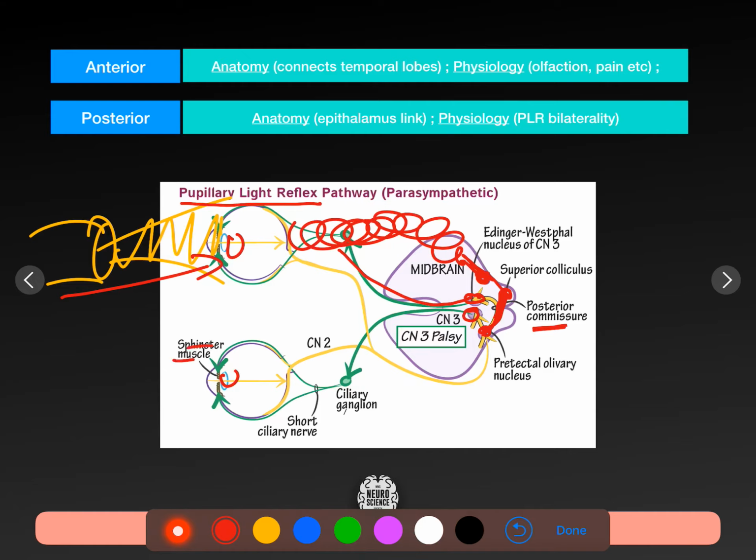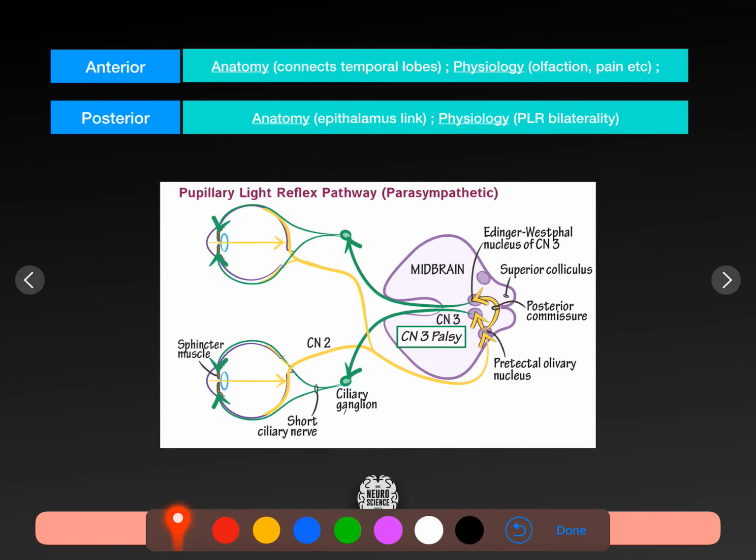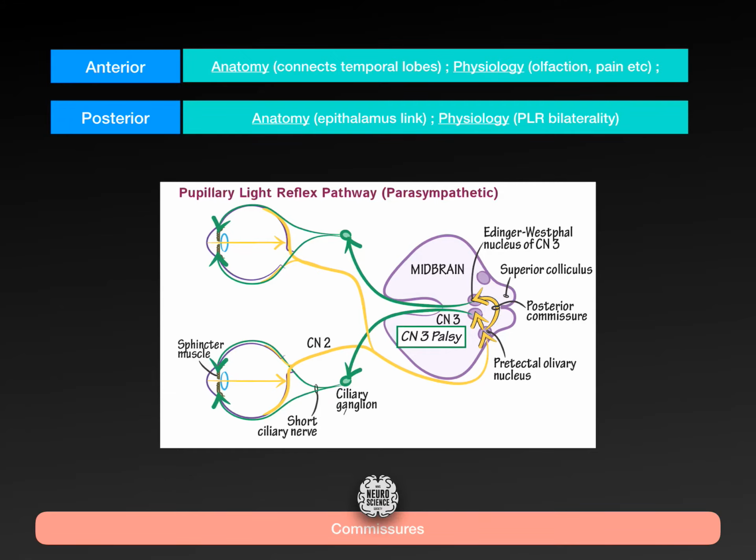Now it's a 2-neuron arc. This is a bit of a mess now, isn't it? It's a 2-neuron arc, so we go from the Edinger-Westphal nucleus to the ciliary ganglion, and then the short ciliary nerve conveys it to the sphincter pupillae muscle. The actual detail of this is probably not so important unless you're going into ophthalmology itself, but the pupillary light reflex is useful because it tells you the function of the posterior commissure, connecting both eyes for the pupillary light reflex to be consensual.